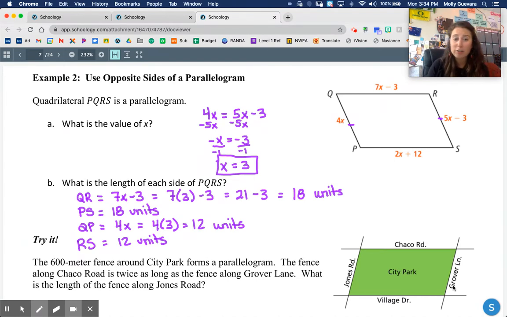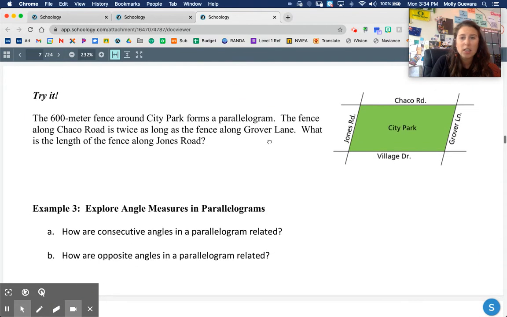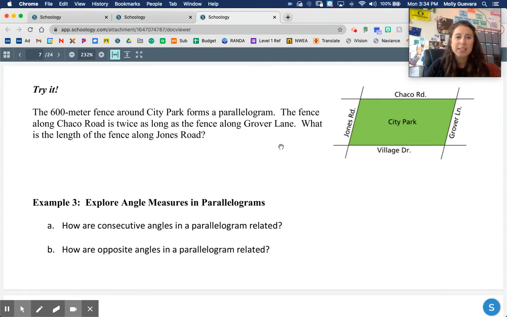Okay, we have a try it here, so I'm going to get rid of this and scroll down. Our try it here says, the 600-meter fence around City Park forms a parallelogram. The fence along Chaco Road is twice as long as the fence along Grover Lane. What is the length of the fence along Jones Road? Okay, so using the information in this problem, I want you to try to set this up. Remember, fill in what you know on your diagram if that helps. So go ahead and hit pause on the video and give this a try.